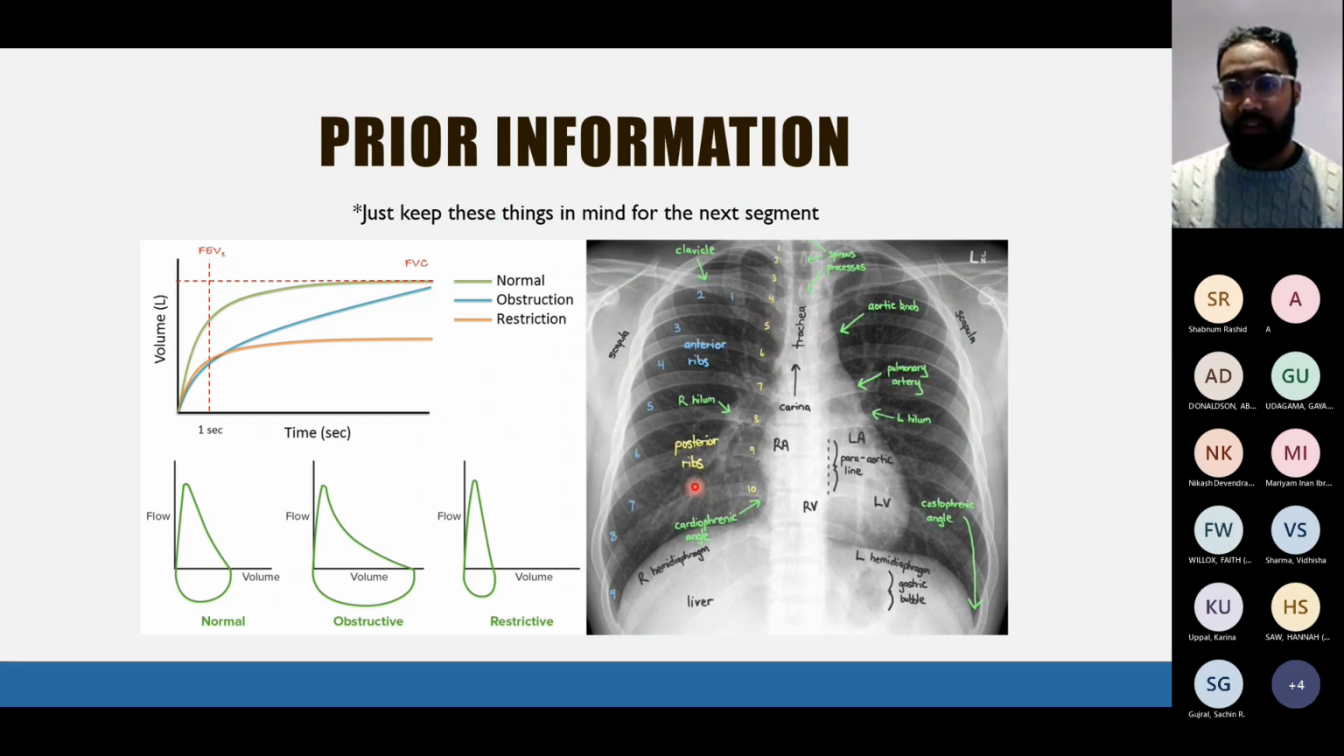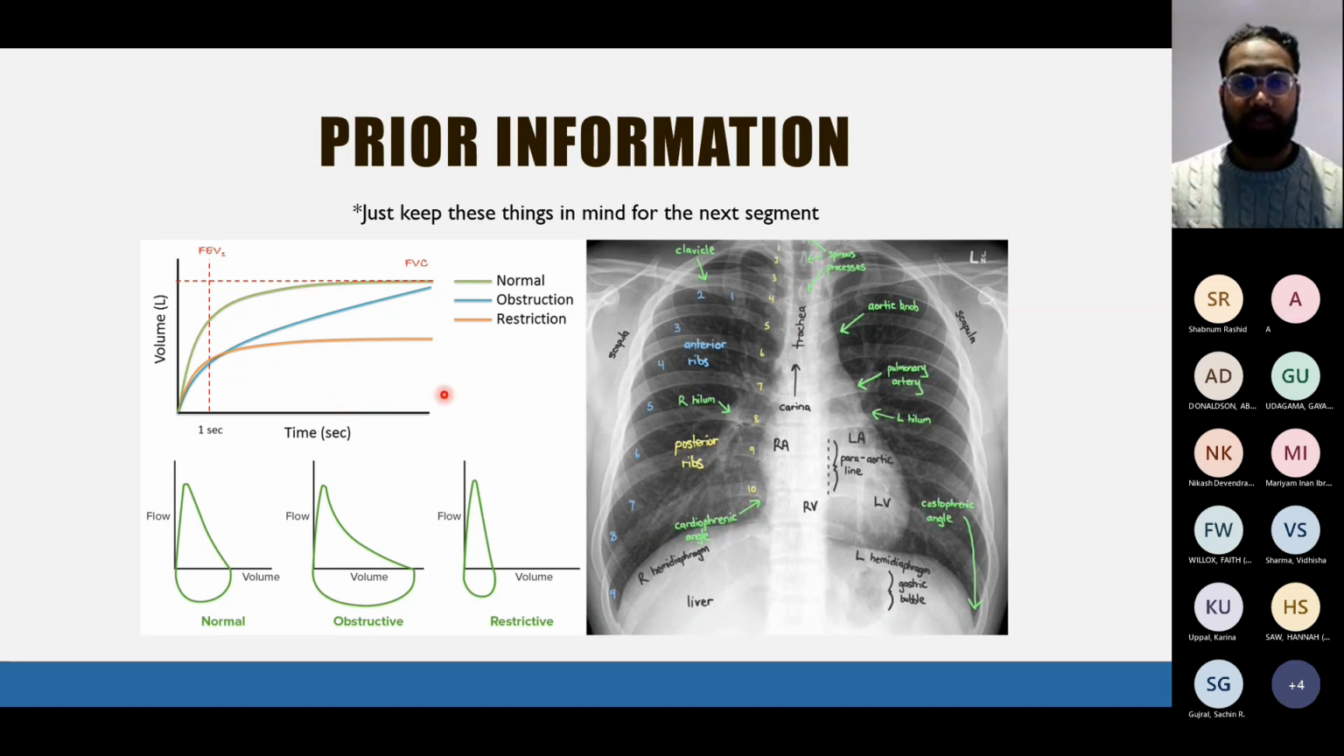And then just have a mental note of the haziness of these lung fields. So this is normal. This is the normal air conduction. So this is what it normally looks like. Just have a mental note of this color. And now this thing over here is called spirometry.